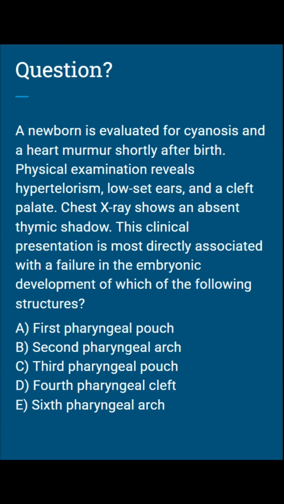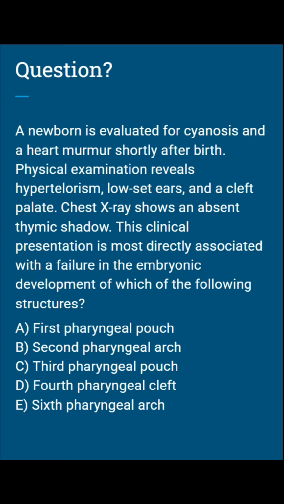A newborn is noted to be cyanotic with a heart murmur. On examination, the baby has a broad nasal bridge, wide-set eyes, low-set ears, and a cleft palate. A chest x-ray is done and something is missing. The normal sail-shaped shadow of the thymus isn't there. This combination of congenital heart disease, distinctive facial features, and an absent thymus is a textbook presentation.